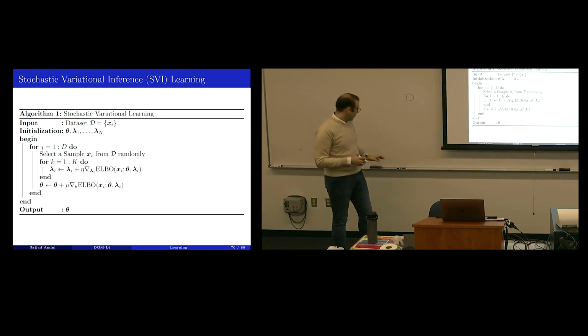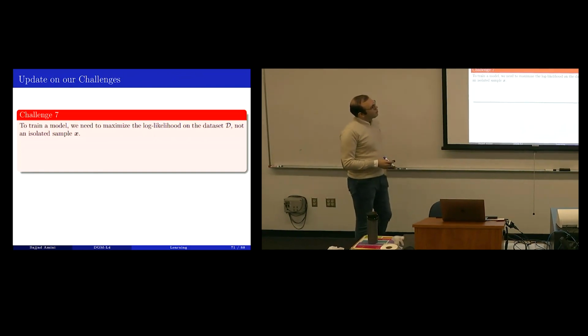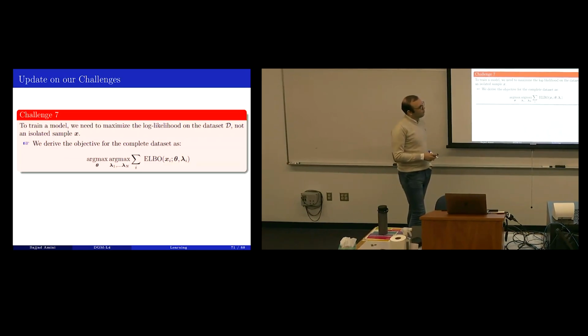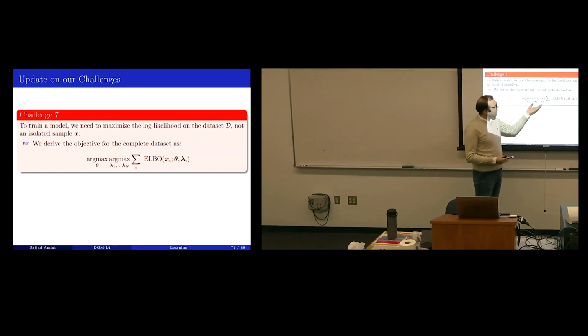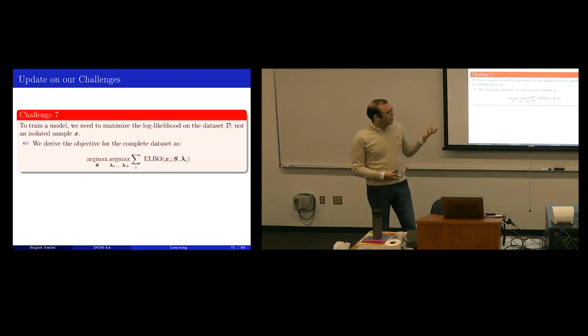Is it clear? Okay. So challenge number 7 was also solved. We can now maximize the ELBO over the model and dataset samples. But this formulation may cause another challenge. What is that challenge? Pay attention to the formulation. Something is not aligned with other models you may have seen during your previous courses.